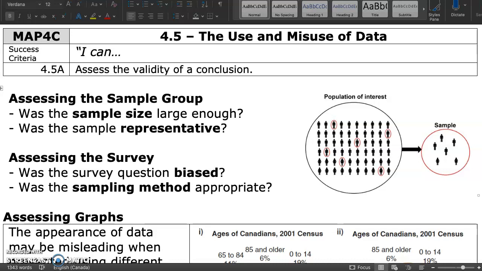MAP4C 4.5, the use and misuse of data. So what we're going to do is assess the validity of a conclusion in a statistical survey. We're going to learn some tools that we can use to assess that validity.